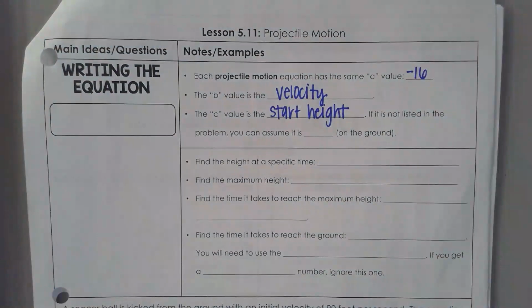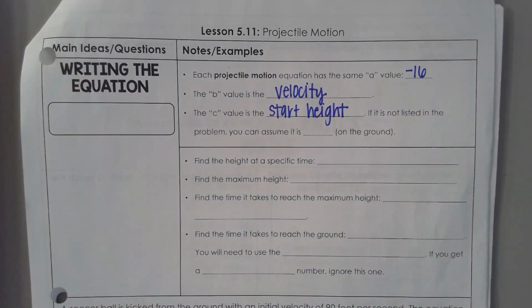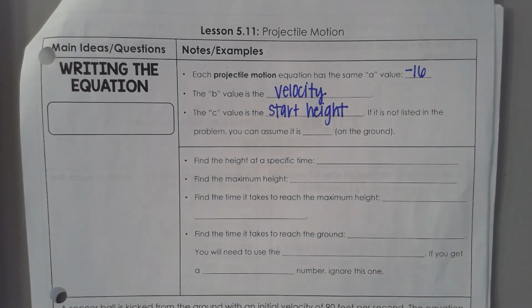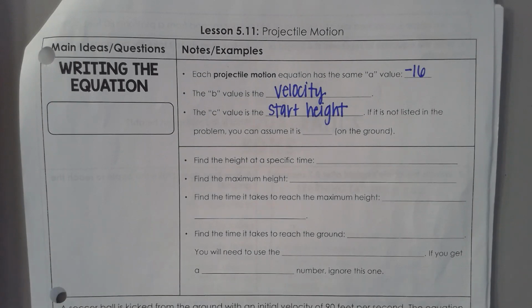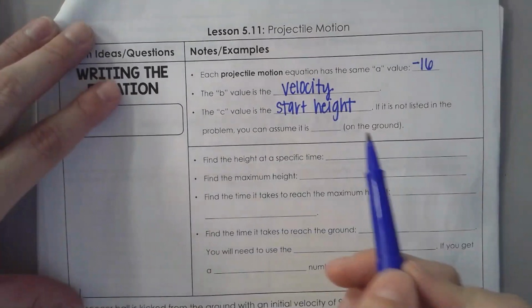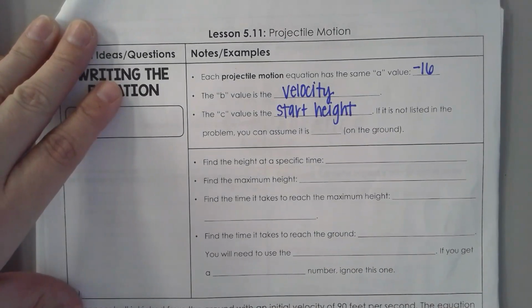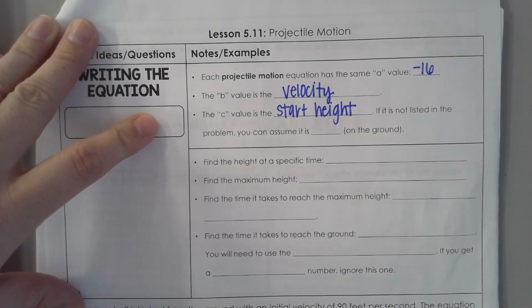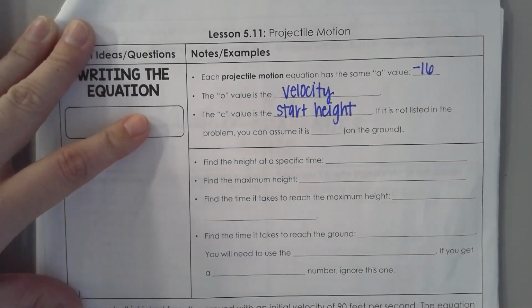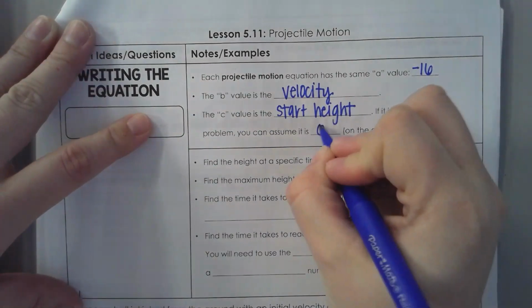So if we are throwing an object in the air, the time that it takes to reach a certain distance is going to be different if I'm on the ground or if I'm standing on the top of the roof. Okay, so that starting height matters. If it doesn't say anything about a starting height, or if it says it started on the ground, what's the height on the ground? 0. So we would assume it's 0.